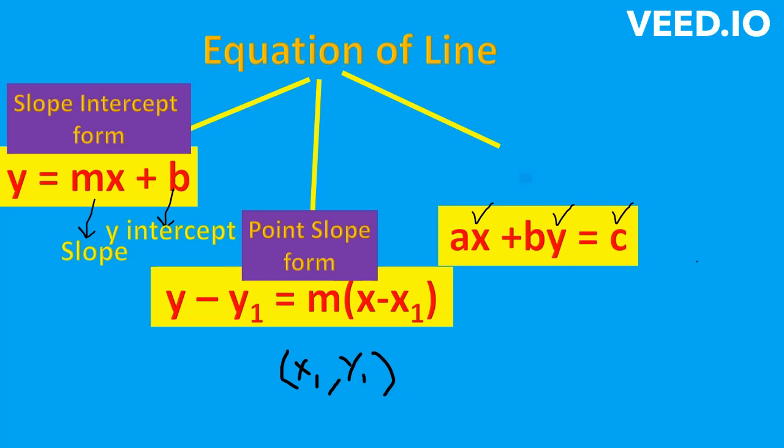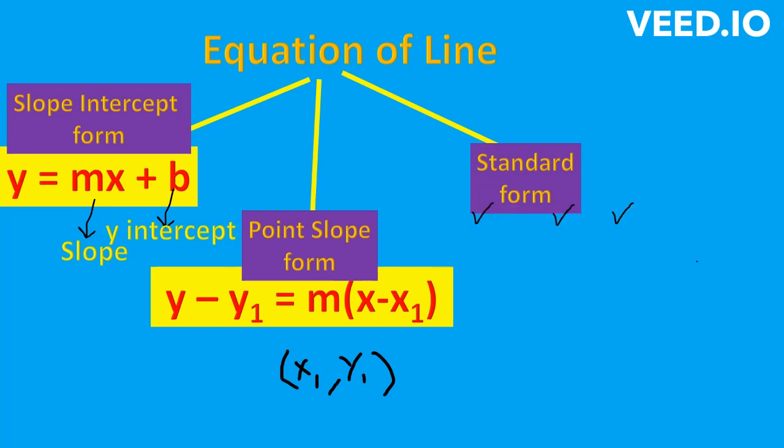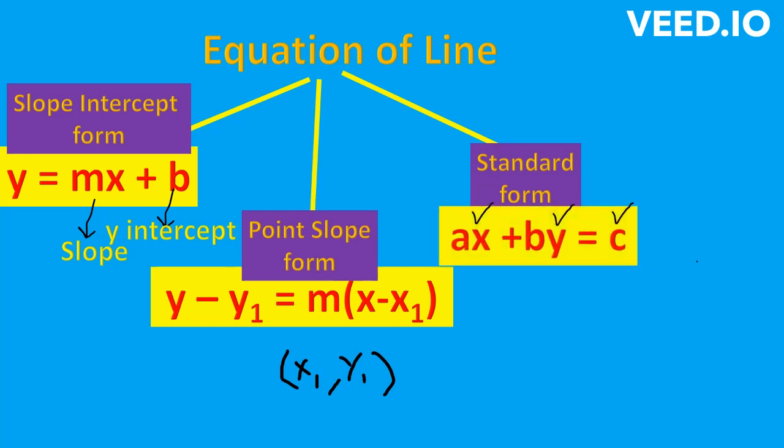We have the standard form here, which is ax plus by equals c. Ax, that means x should come first, then the y term equals a constant. This is the standard form.